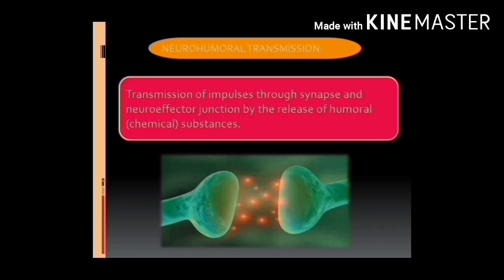Then we have the neurohumoral transmission. It is the transmission of impulses through synapse and neuroeffector junction by the release of humoral chemical substances. These humoral chemical substances are the neurotransmitters, which will be dealt with in the later slides.